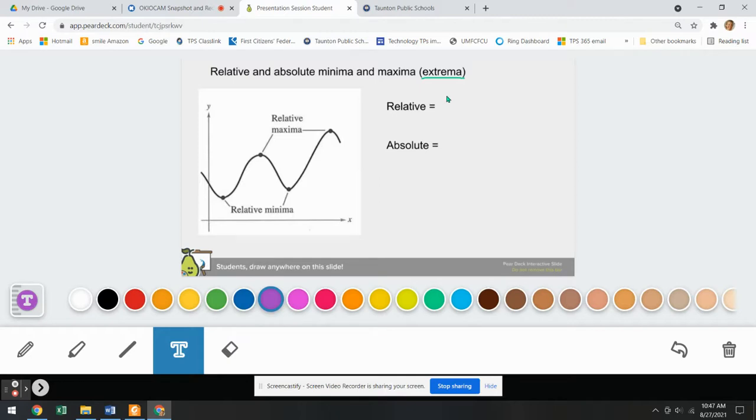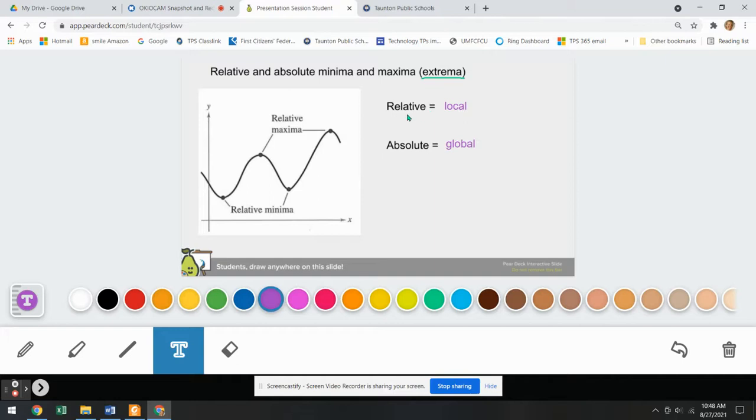So if you think about relative, relative in this case could mean local. Some textbooks will use that word, local. So I kind of think of it as in like a smaller neighborhood. The word absolute, if you're looking for an absolute minimum or maximum, you're looking for the global. So of all things, like of that graph, absolute max would be the absolute highest point ever, and the absolute minimum would be the lowest point ever.